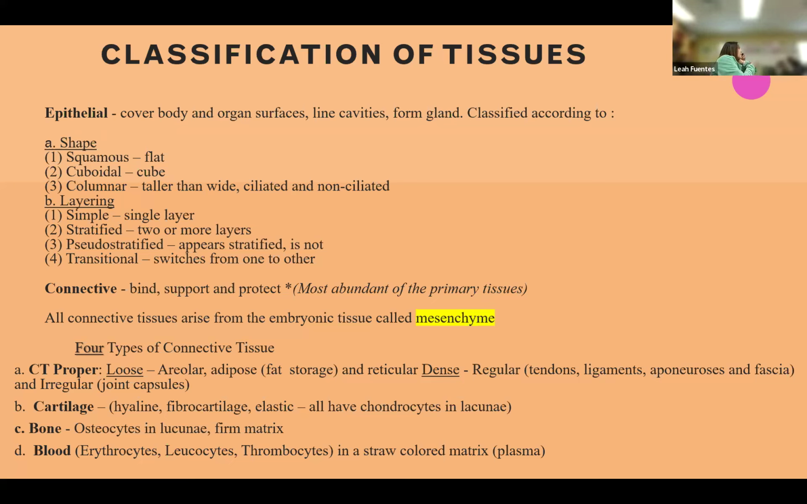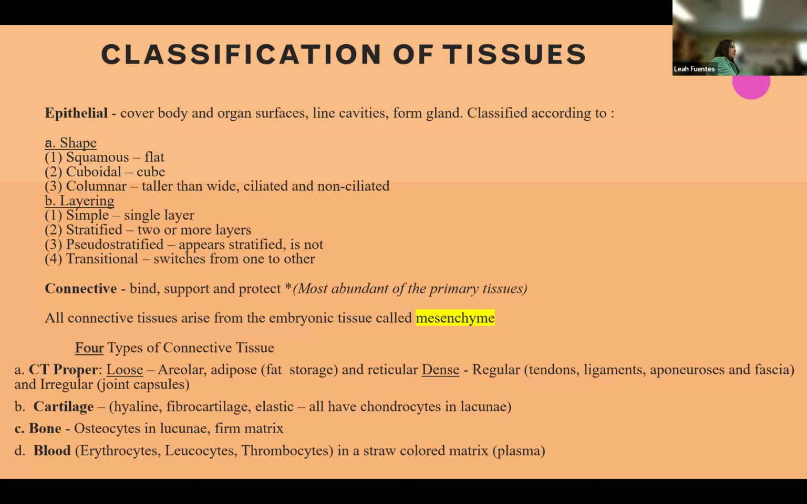And then with epithelial, we have layering. So it can be simple, stratified, pseudo-stratified, or transitional. Simple is going to be that single layer. So you can have simple squamous epithelial tissue. Stratified is going to have 2 or more layers. So you can have stratified cuboidal epithelial tissue.